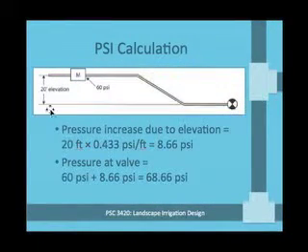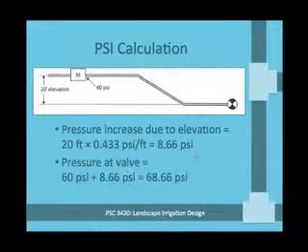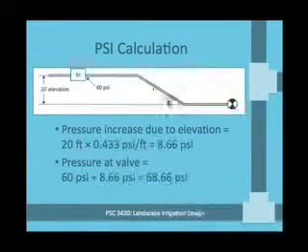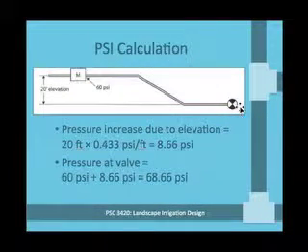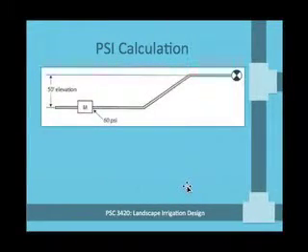So by multiplying 20 feet times 0.433 psi per foot, we end up with 8.66 psi increase in this case, because we've got the effective gravity flowing downward here, pushing downward. So the pressure at the valve is going to be 60, which is what we started with at the meter, plus this 8.66, leaving us with 68.66 psi.